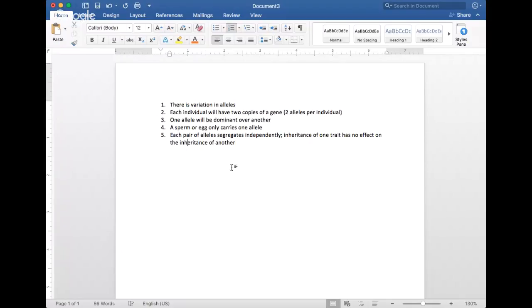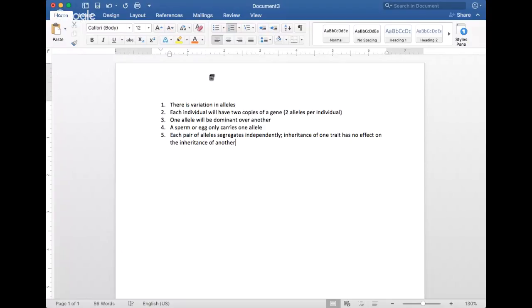The law of segregation kind of breaks down into 2 different ideas. The law of segregation is that a sperm or an egg cell will only carry 1 allele. Each parent will have 2 copies, but they only get to give 1 to their offspring. The other idea is that each pair of alleles segregates independently. The inheritance of one trait does not have an effect on the inheritance of a different trait.